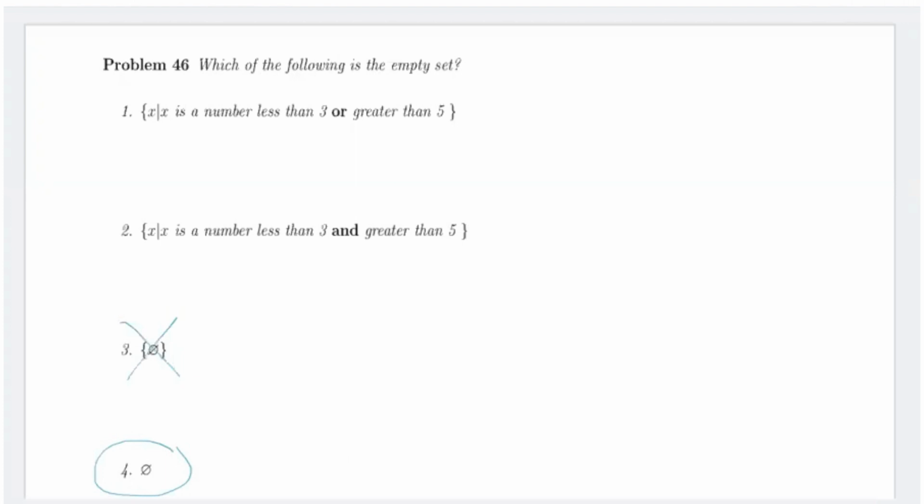Anything? 1 and 2 look similar. Go ahead and check 1 and 2. What's the difference between case 1 and 2? One is or, the other is and. So in set theory, it is extremely important that you understand the meaning of or and the meaning of and. If you understand the meaning of or and and, you've got 50% done. That's how important or and and are.